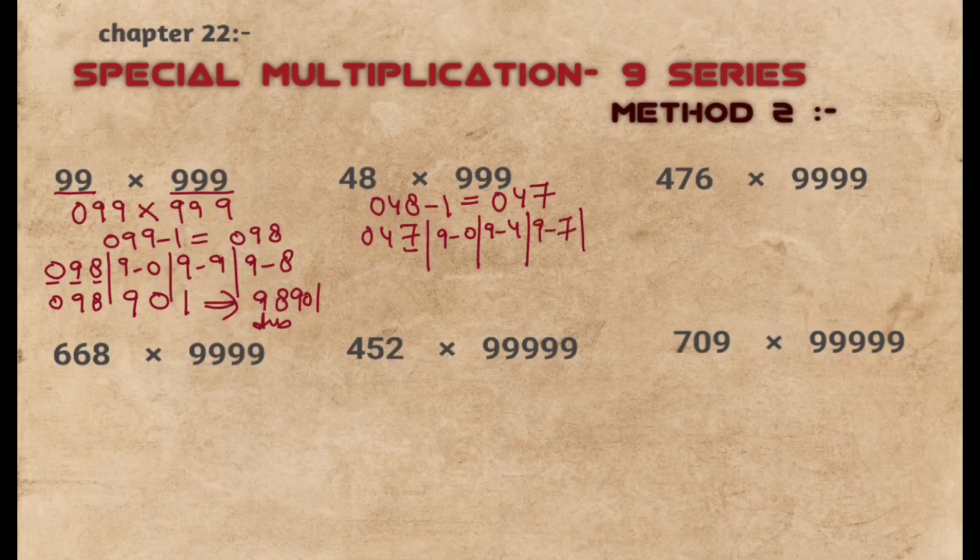So here we get 047. 9 minus 0 gives you 9. 9 minus 4 gives you 5. And 9 minus 7 gives you 2. So the final answer is 47952.